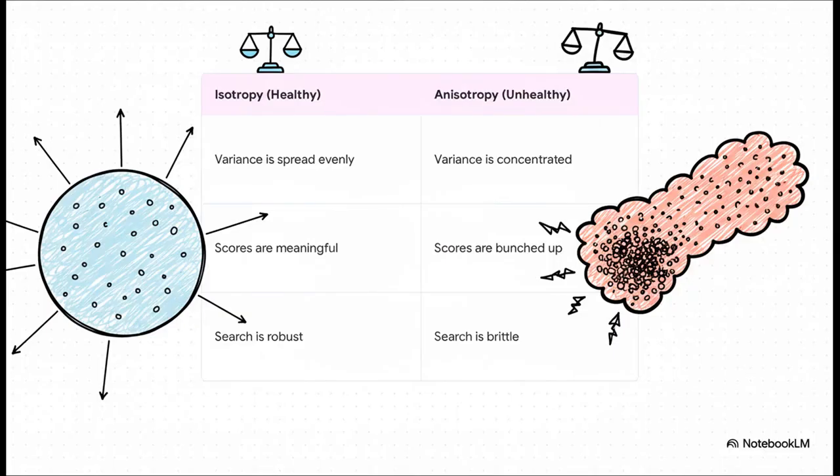So let's break it down. In a healthy isotropic space, that's the goal. Variance is spread out, the scores are actually meaningful, and your search is stable. But in an unhealthy anisotropic space, variance gets jammed into a few directions. The scores all clump together, and your search becomes totally brittle. What we want to do is get back to that healthy state over on the left.